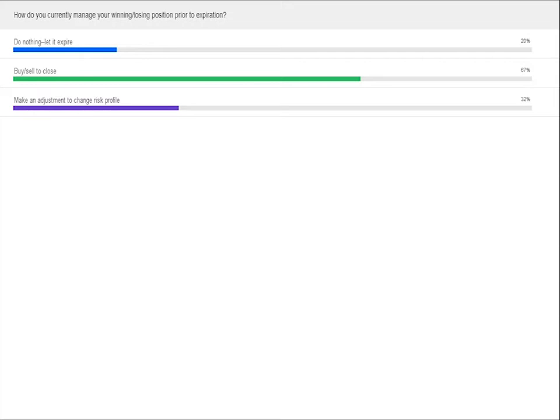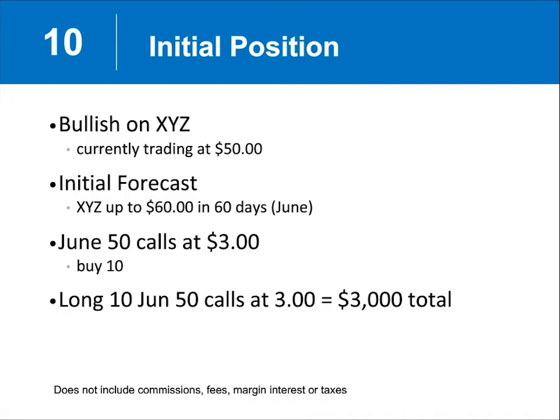And so hopefully when we go through our examples today, we'll give you a few more things to think about and consider. We'll get started with the long call position and start to define different examples here. First of all, we have the initial position. We're bullish on stock XYZ. It's trading at $50 a share, and we think it's going higher, specifically up to $60 a share within 2 months. So we check out the June 50 calls, and they're trading for $3.00 each, and we buy 10 of those for a total cost of $3,000.